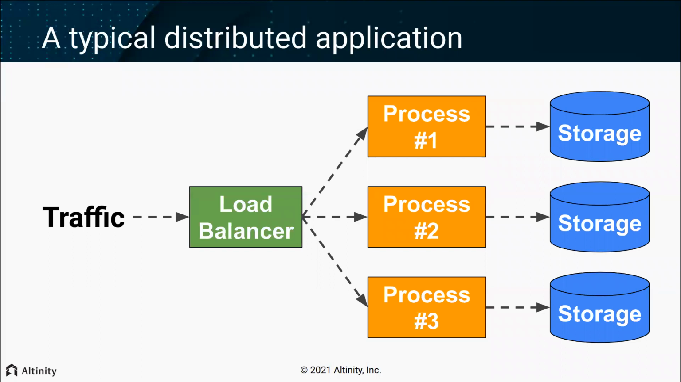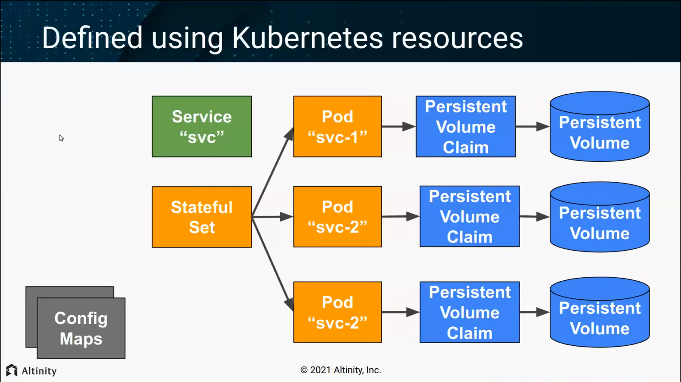What we need to do in Kubernetes is define resources that will allow Kubernetes to understand what it needs to do to make that application a reality. So if we have that application, and then we look at what we're going to find in resources, we're going to see these things called services, stateful sets, pods, persistent volume claims, and persistent volumes. Let's just walk through what each of these are.